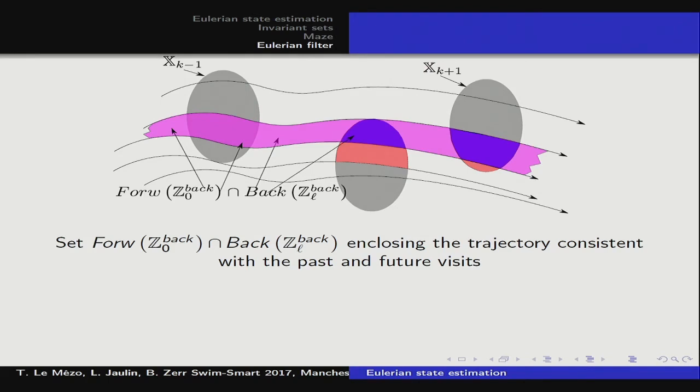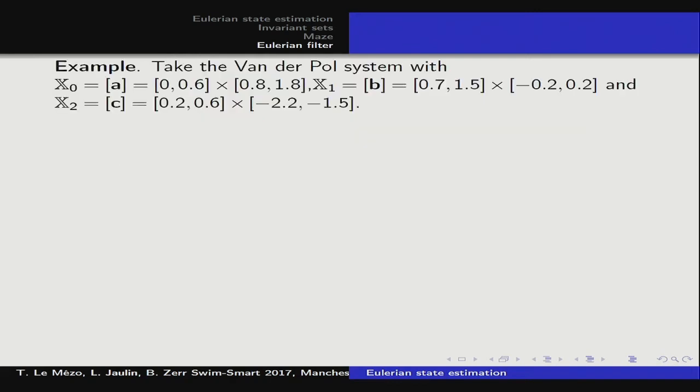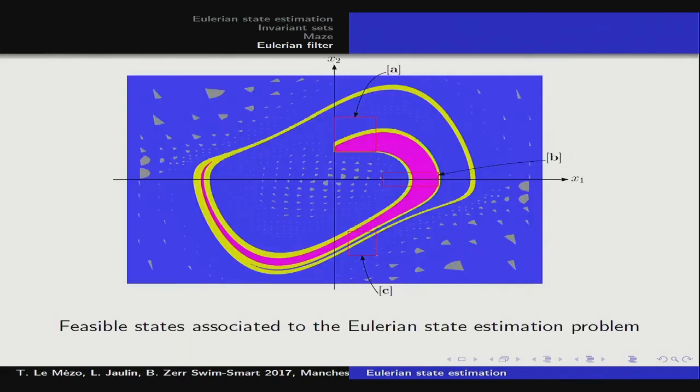I have an inner and an outer approximation in the state space, but because I am in an Eulerian approach, I have no information about time, but it is not what I want in this kind of approach. So I will illustrate here on a simple example which corresponds to the Van der Waals system, represented here. So I take 3 sets, x0, x1, x2, corresponding to 3 boxes, A, B, and C.